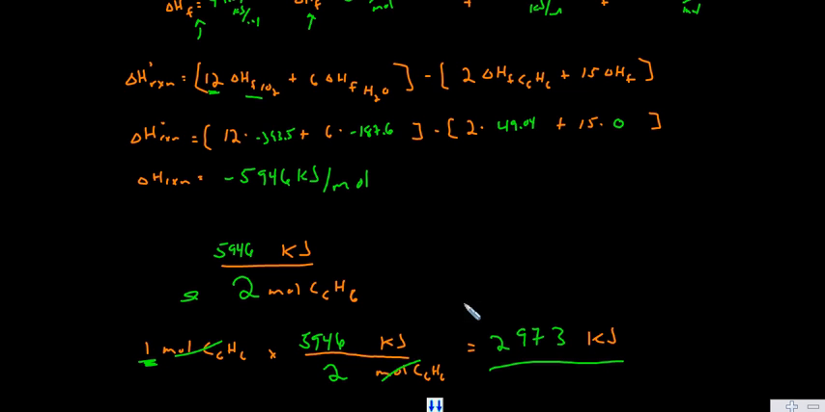Now, you don't need the negative sign here because they're asking just how much heat is released. So you know that you have a negative delta H if heat is released. That's an exothermic reaction. If they were asking what is the heat of the reaction of 1 mole of benzene, then you would need a negative value because they don't specify whether heat is being released or absorbed.